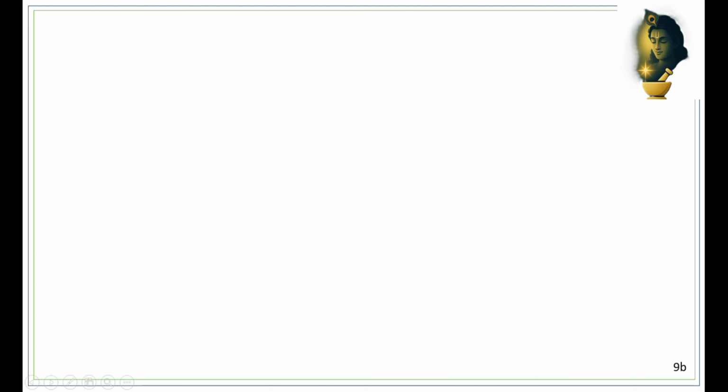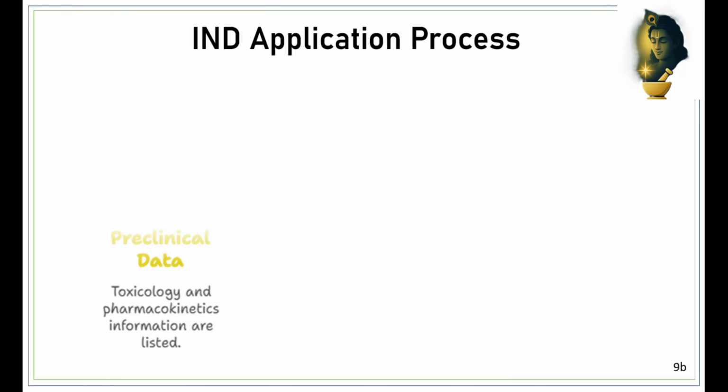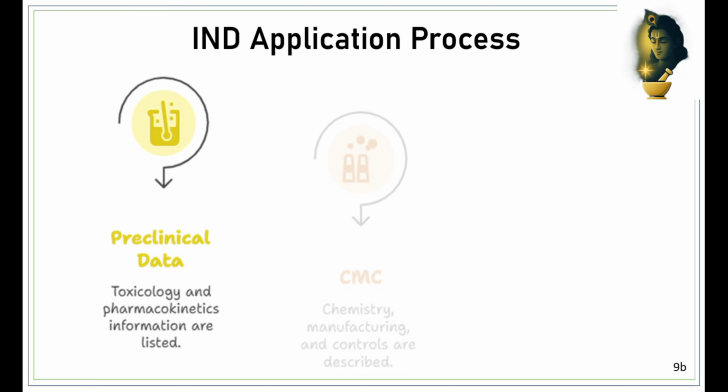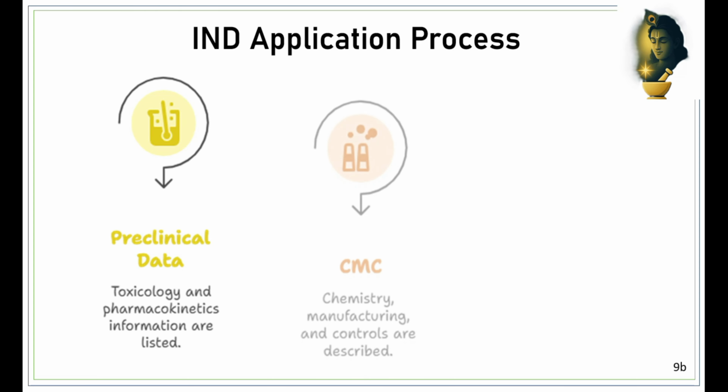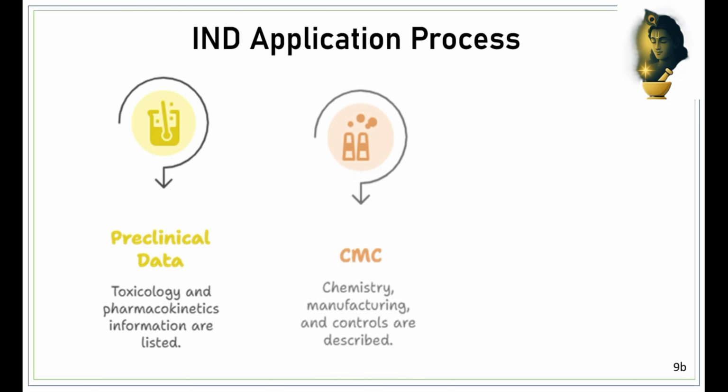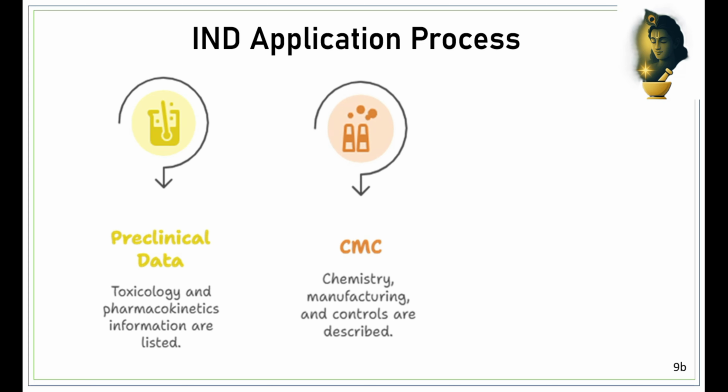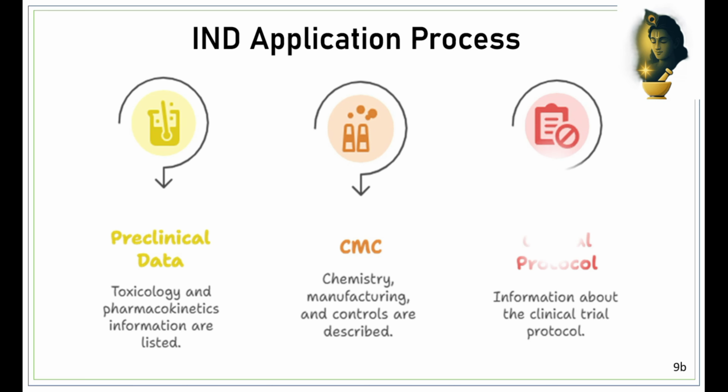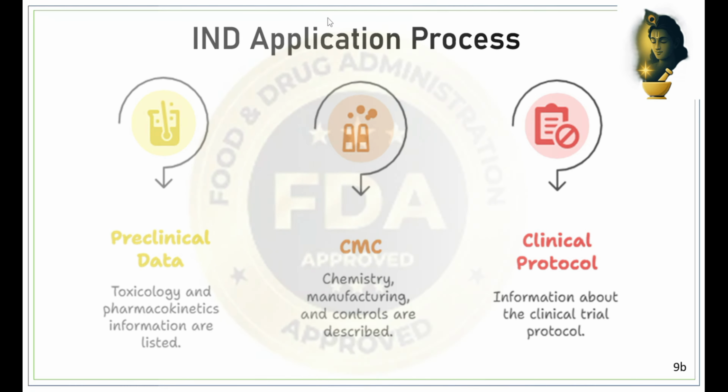The IND consists of three main sections: preclinical data, including the animal studies, toxicology, and pharmacokinetics; chemistry, manufacturing, and controls data that detail how the API and drug formulation were made and tested under GMP conditions; and the clinical trial protocol outlining the study design, dosing, subject criteria, monitoring, and ethical approvals. It also includes information about the investigators and trial sites.